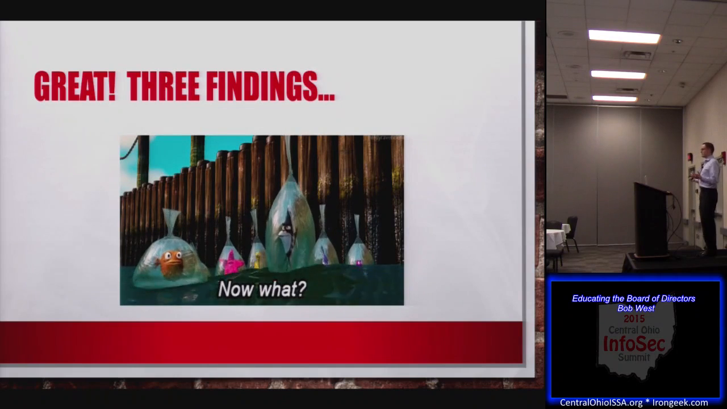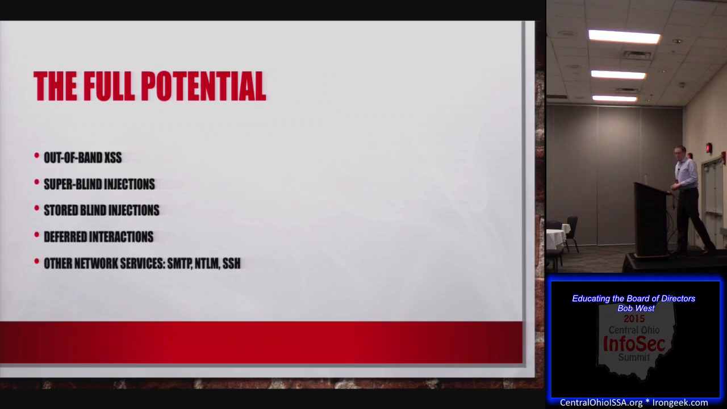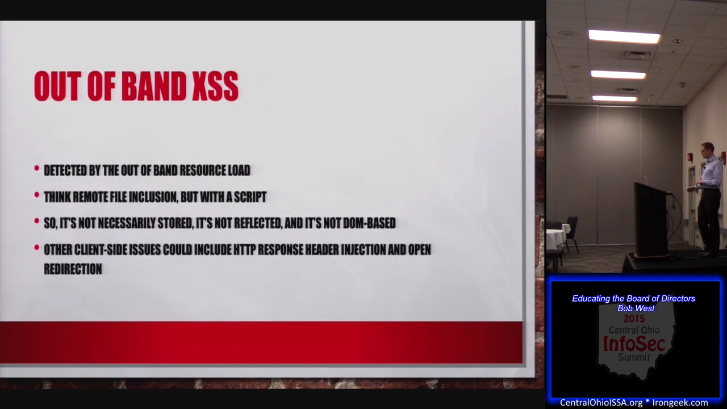All right, so we've got 3 findings. Now what? So the full potential here is that you have a tool that's going to help you find out-of-band XSS, super blind injections, stored blind injections, deferred interactions, and then potentially other network services as well. You're really limited only to the creativity of the attacker at this point.